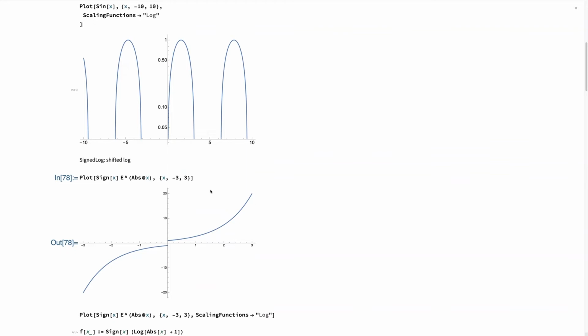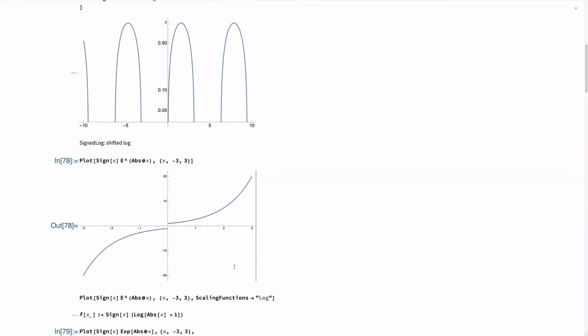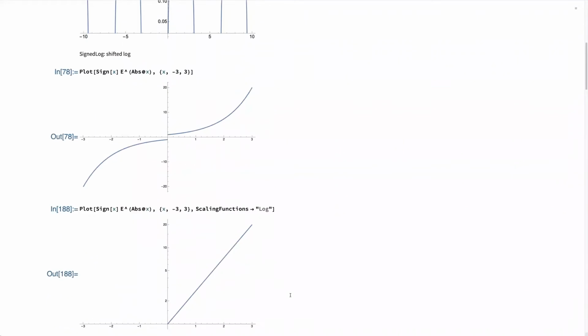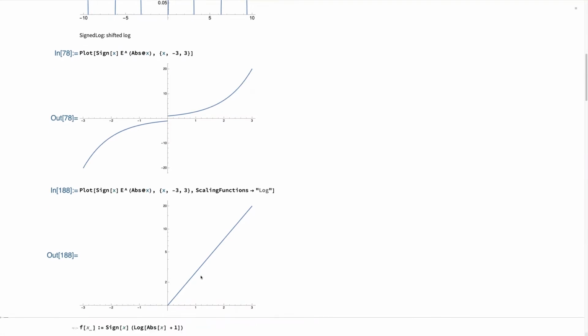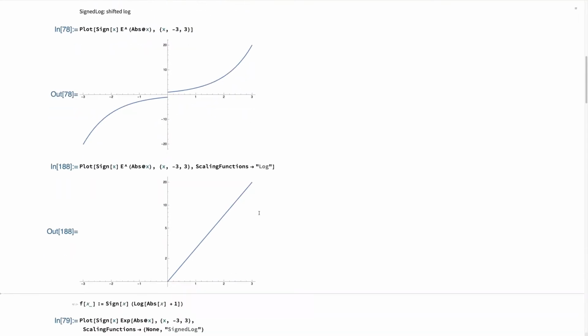So here I will try to explain how that works. I have a plot here that is plotting the exponential function e to the x, both on the positive and negative values. Ideally, if we apply log scale, the negative values will be dropped, but the positive values will be a straight line. That's a test case for how our scaling function is working on the exponential function.